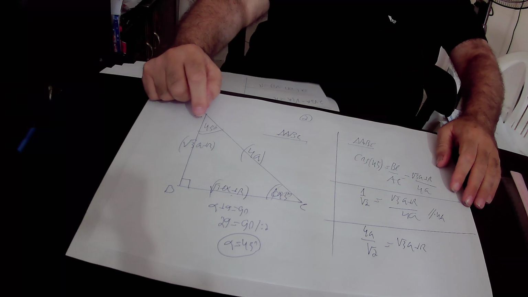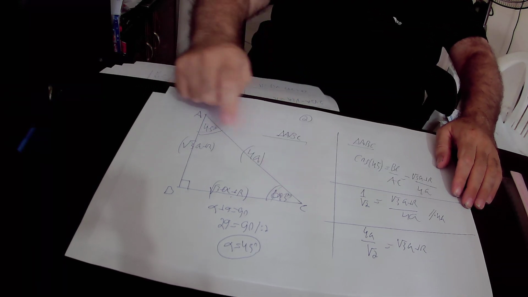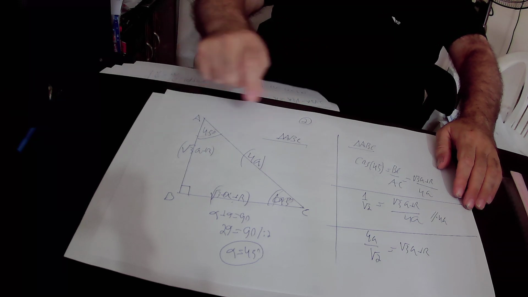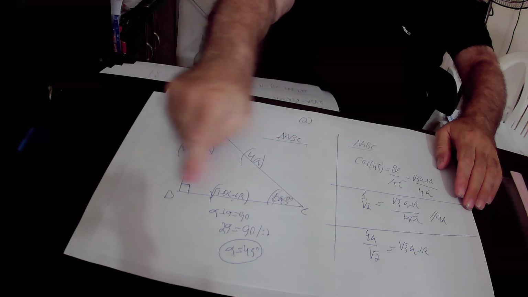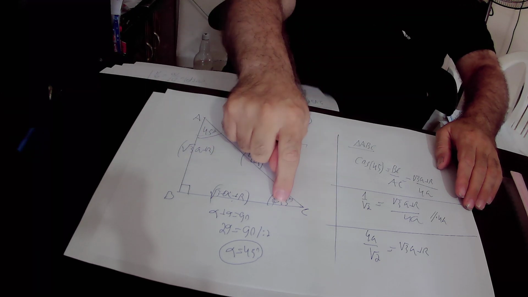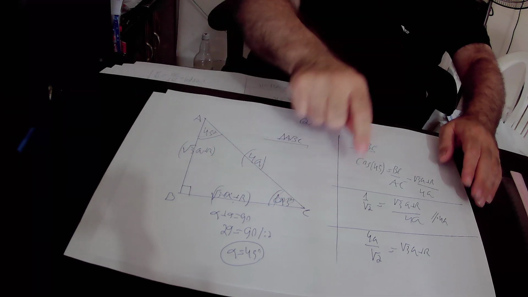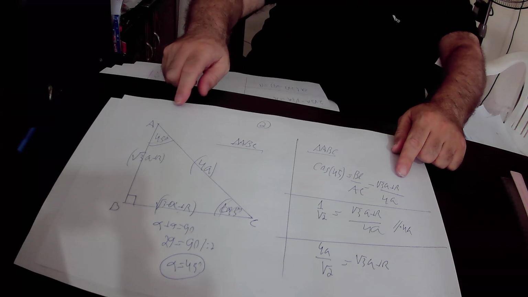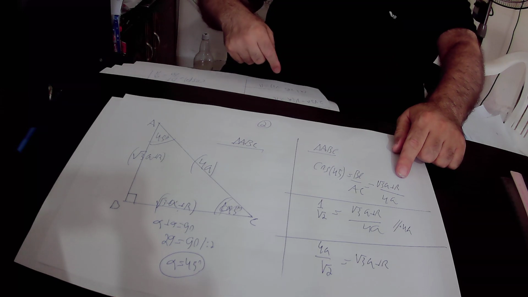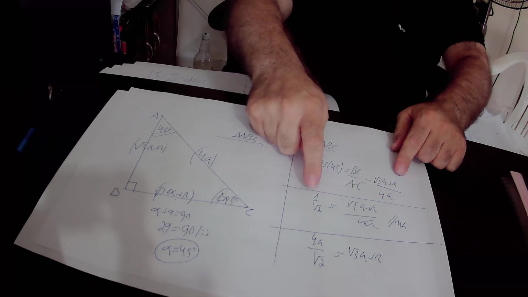Here, alpha equals 45 degrees. We continue to focus on the right triangle ABC. Here, cosine 45 degrees equals BC over AC. BC is equal to square root of 3 times A plus R. AC is 4A. And cosine 45 degrees is 1 over square root of 2.